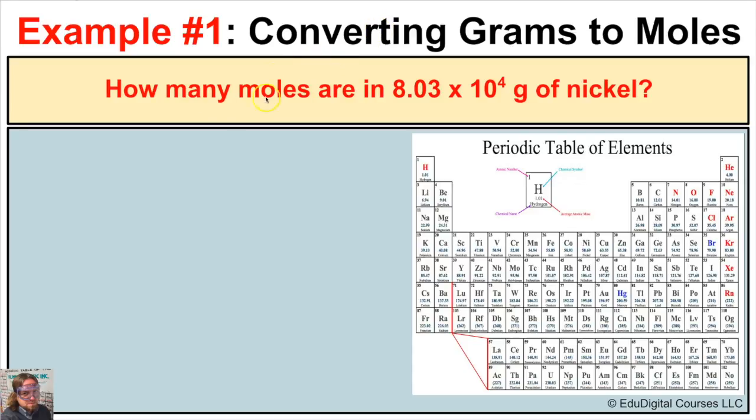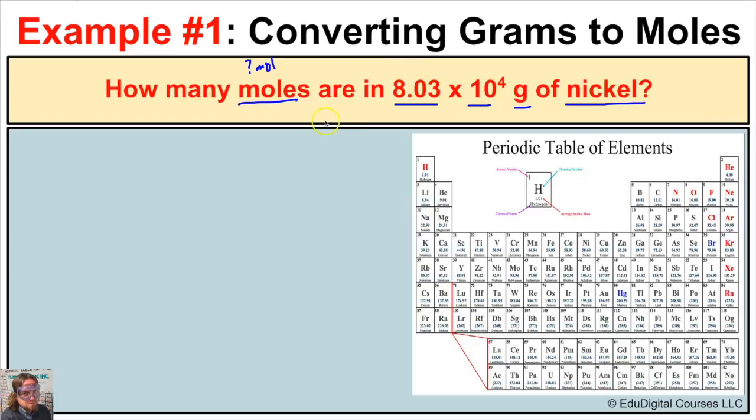In this first problem, it says how many moles are in 8.03 times 10 to the fourth grams of nickel. What this problem is telling us is that we have 8.03 times 10 to the fourth grams of nickel, and we want to figure out how many moles this many grams of nickel is going to be equal to.